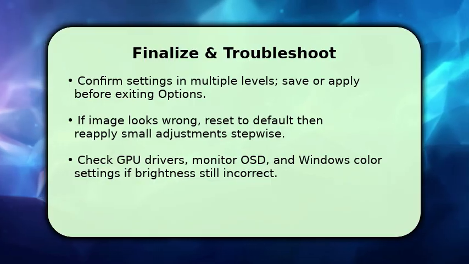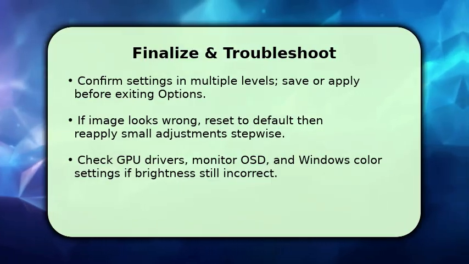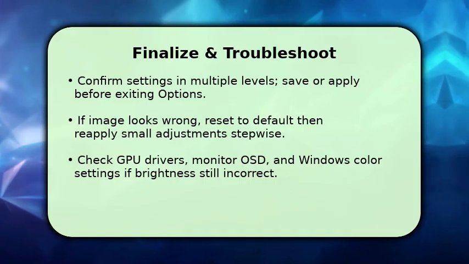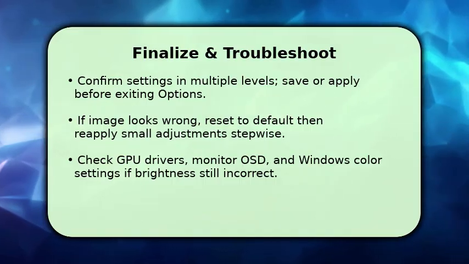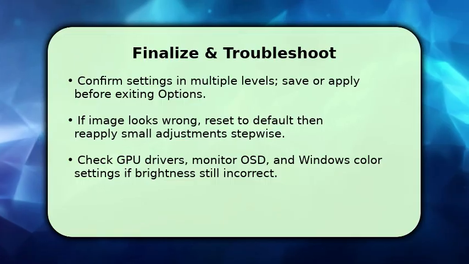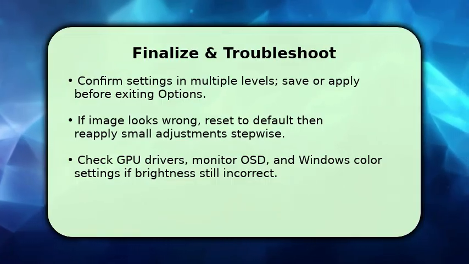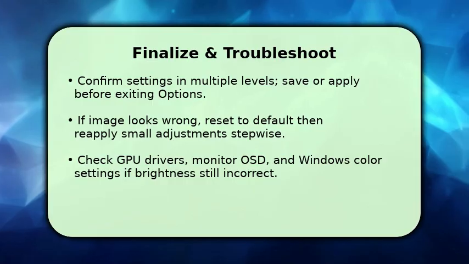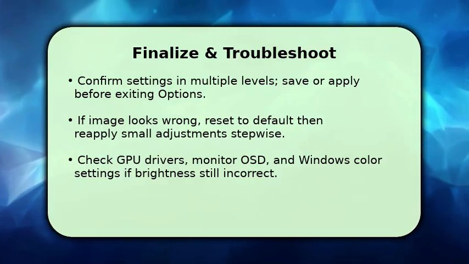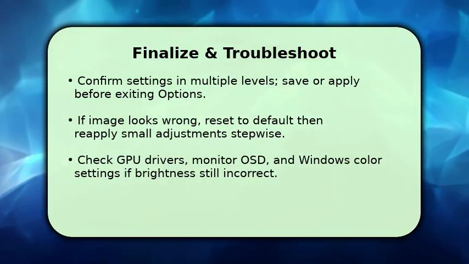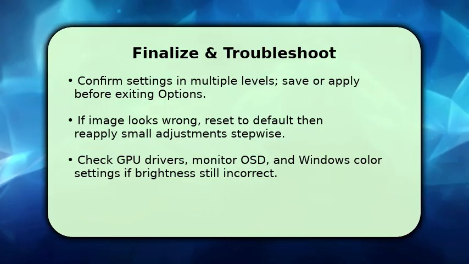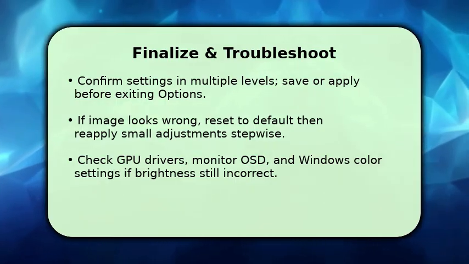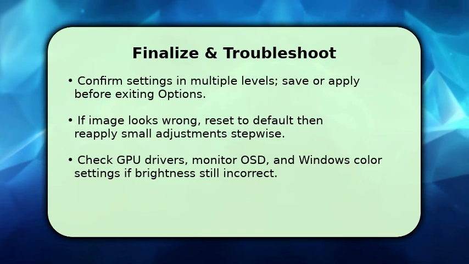If something looks off, washed highlights or crushed shadows, reset to defaults and repeat the small step process, because incremental changes prevent overshoot. As a key troubleshooting tip, if brightness remains inaccurate, make sure your GPU drivers are up to date and that your monitor's OSD and Windows color profiles aren't overriding game output. Correcting those external.